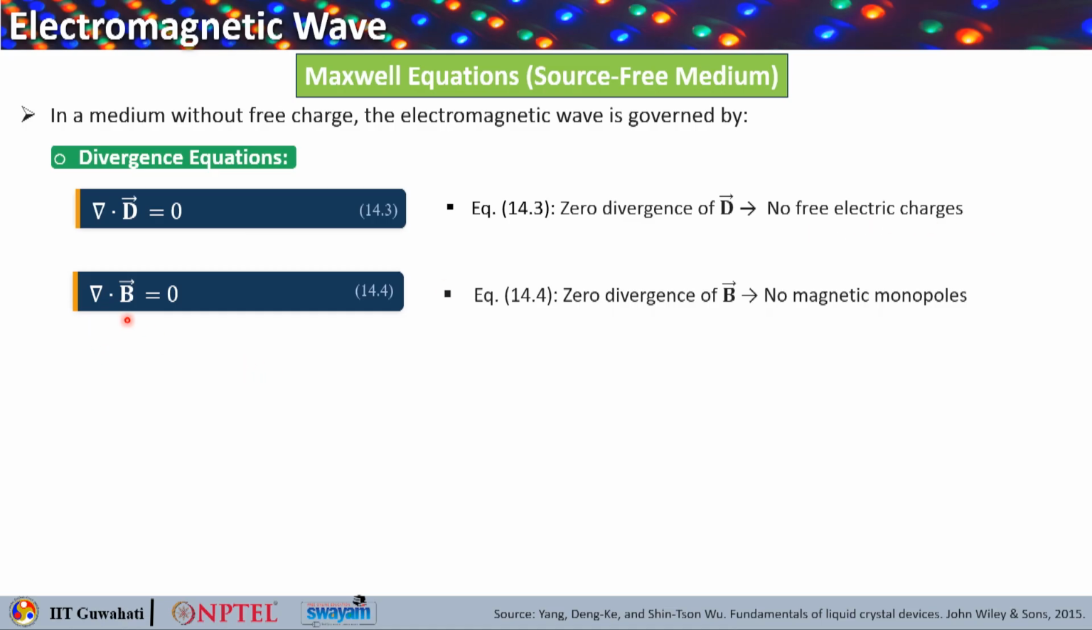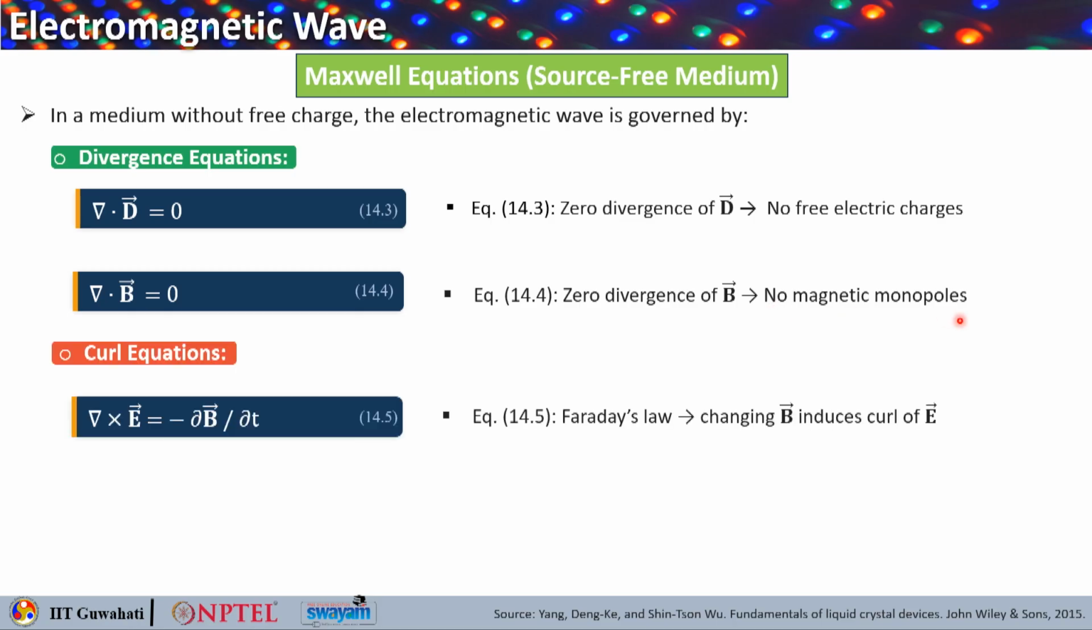Then you have divergence of B equals 0. That means the magnetic field lines are not divergent, so no magnetic monopole exists. Then you have two curl equations. The first one is the curl of E, given as minus dB by dt. This is known as Faraday's law. The divergence of D equation is also known as the Gauss law for electric fields. The divergence of B equation is the Gauss law for magnetic fields, or magnetostatics, you can say. This is Faraday's law.